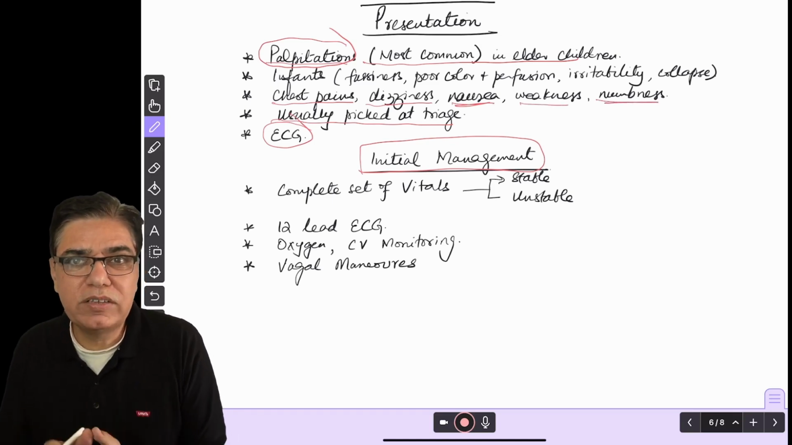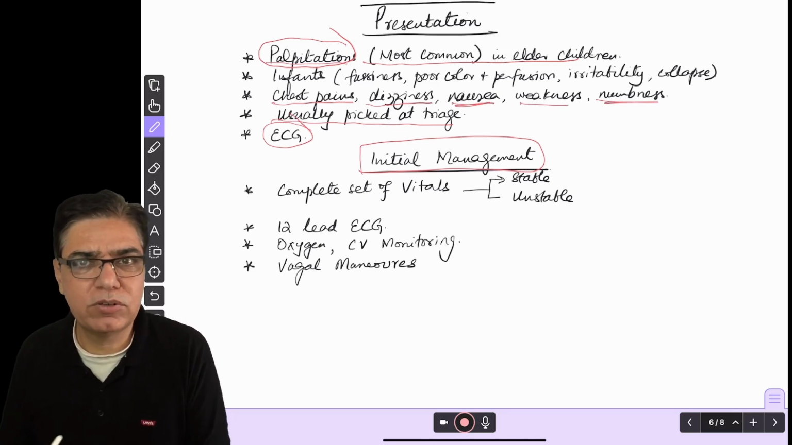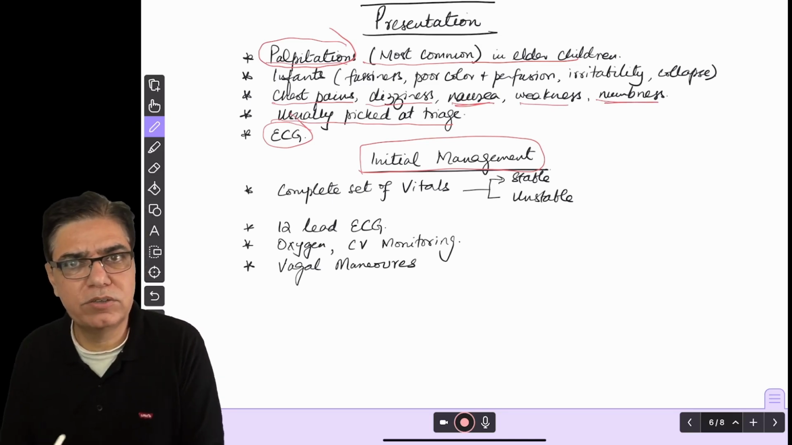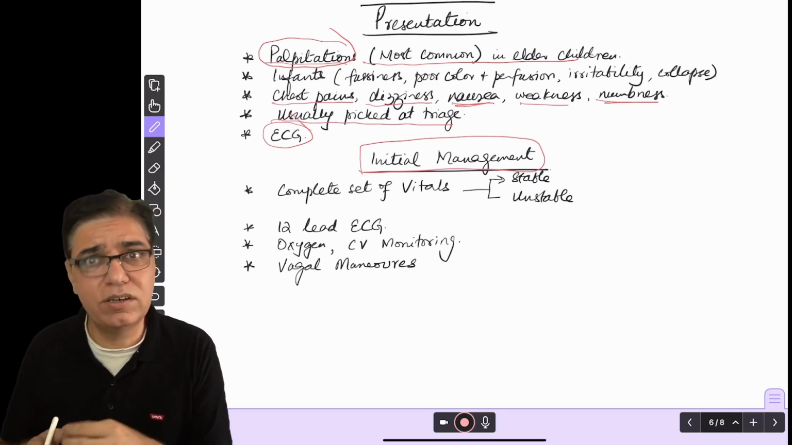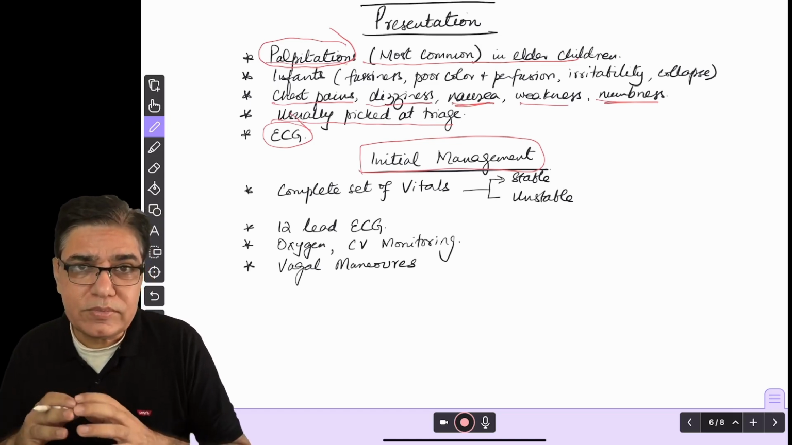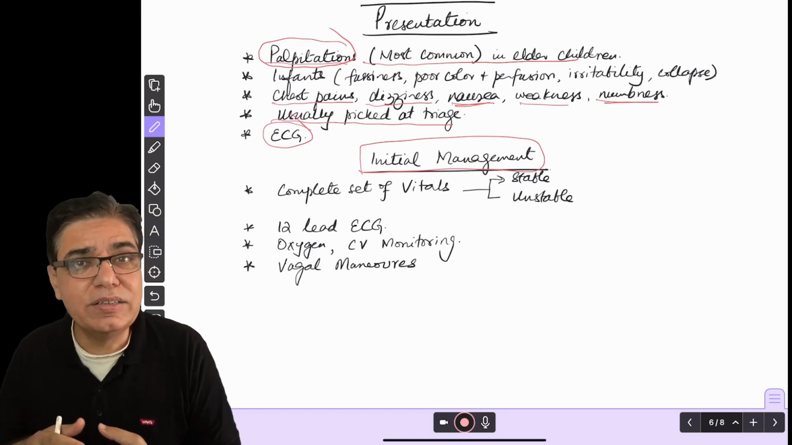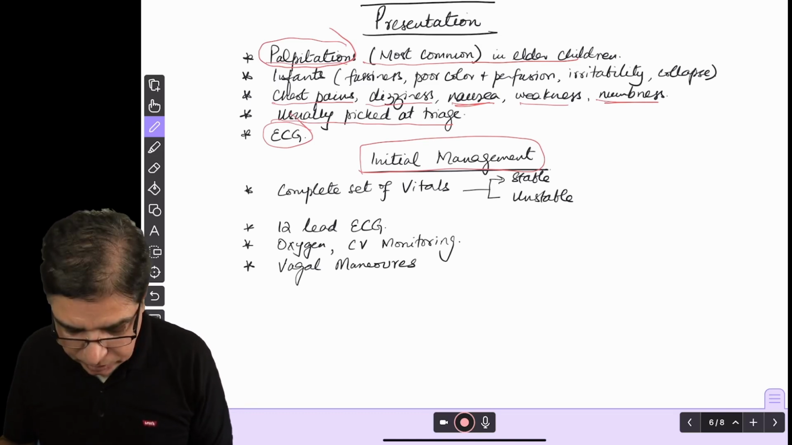Most of these kids, when they are being triaged for one reason or another, would be picked up at triage, because heart rate is part of the vital signs which are done at triage. The nurse tells you to come quickly and see this child who has a very fast heart rate, and then you do the ECG, and you may be able to pick up the rhythm problem. So this is how these cases of tachyarrhythmias of SVT present to you.